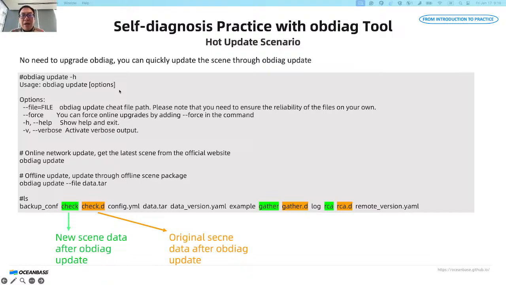There are two ways to update. One is an online update, and the other is an offline update. After we complete the update, the folder will contain new and original theme files.